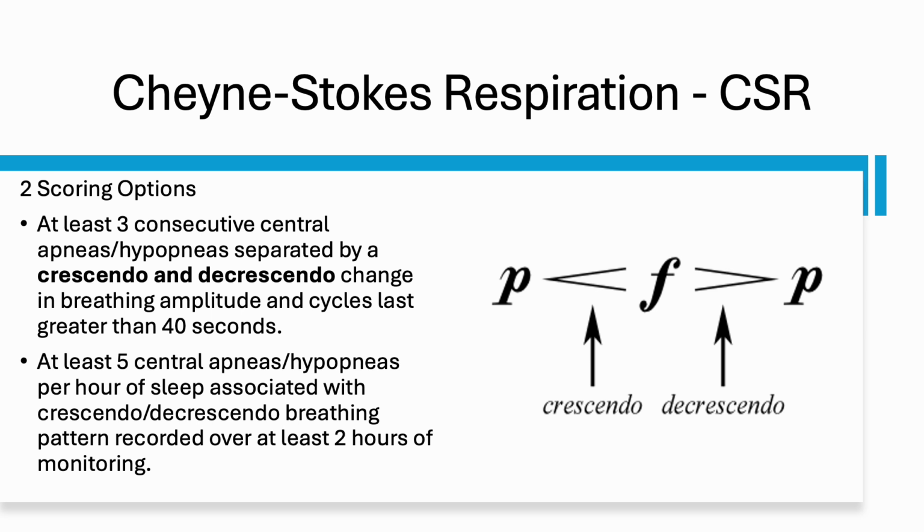The cycle length is measured from the time of the beginning of a central apnea to the end of the next crescendo-decrescendo respiratory phase, or start of the next apnea. Central apneas that occur within a run of CSR should be scored as well.